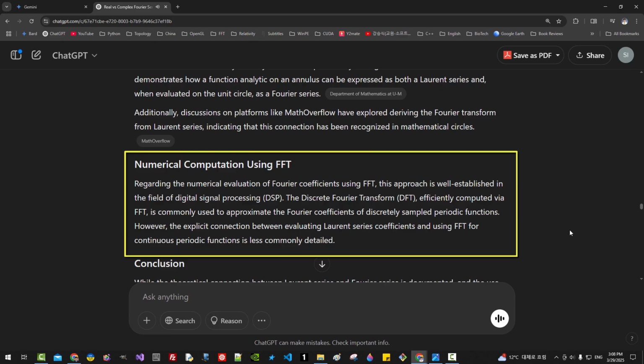Numerical computation using FFT. Regarding the numerical evaluation of Fourier coefficients using FFT, this approach is well established in the field of digital signal processing, DSP. The discrete Fourier transform, DFT, efficiently computed via FFT, is commonly used to approximate the Fourier coefficients of discretely sampled periodic functions. However, the explicit connection between evaluating Laurent series coefficients and using FFT for continuous periodic functions is less commonly detailed.